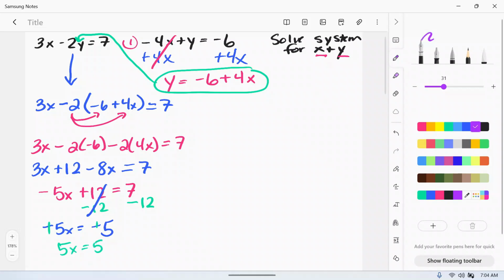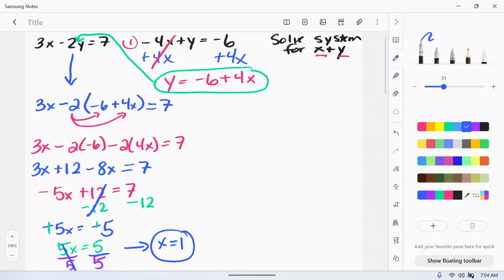It doesn't matter what step you do it in, but the negatives do cancel. And I'm going to divide both sides by 5 to get x by itself. So the 5 cancels on the left. 5 divided by 5 is just 1. So this tells me that x is equal to 1.